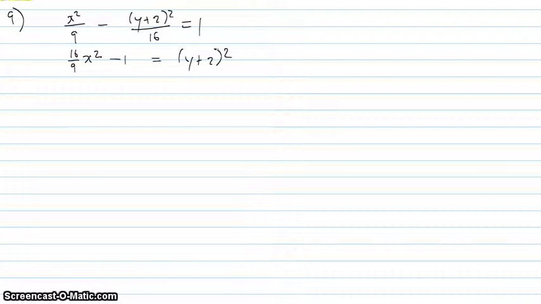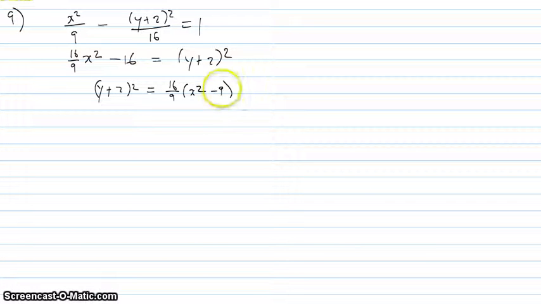So I would get 16... (y plus 2) squared is equal to, and I'm looking at my end result thinking about how to make it work. Sorry, I multiplied through by 16, so there should be minus 16 here. So this should be 16 over 9 times (x squared minus 9), sorry.